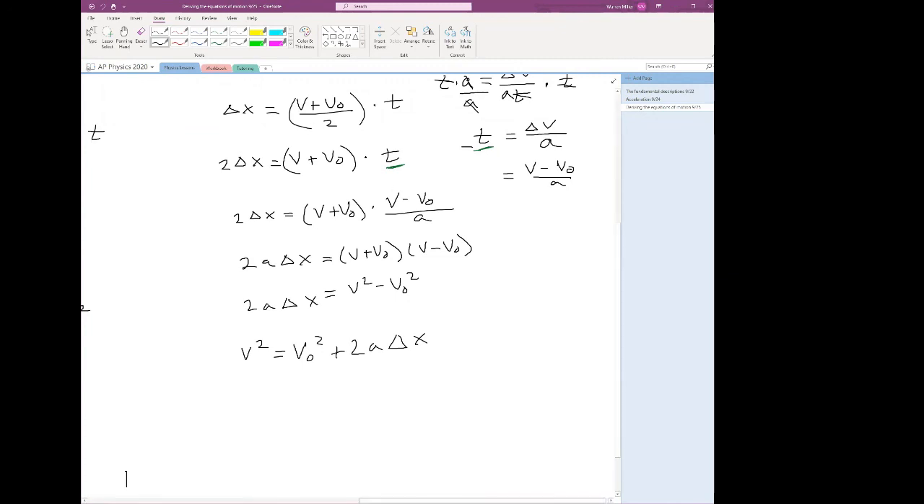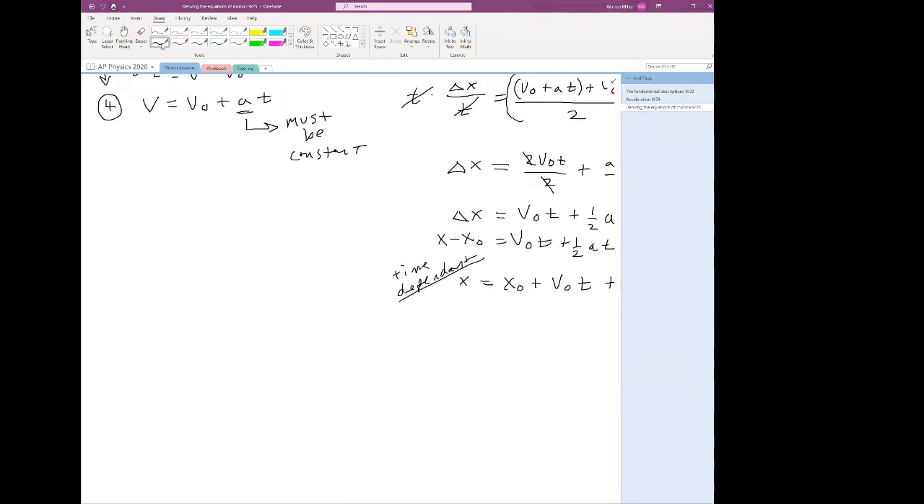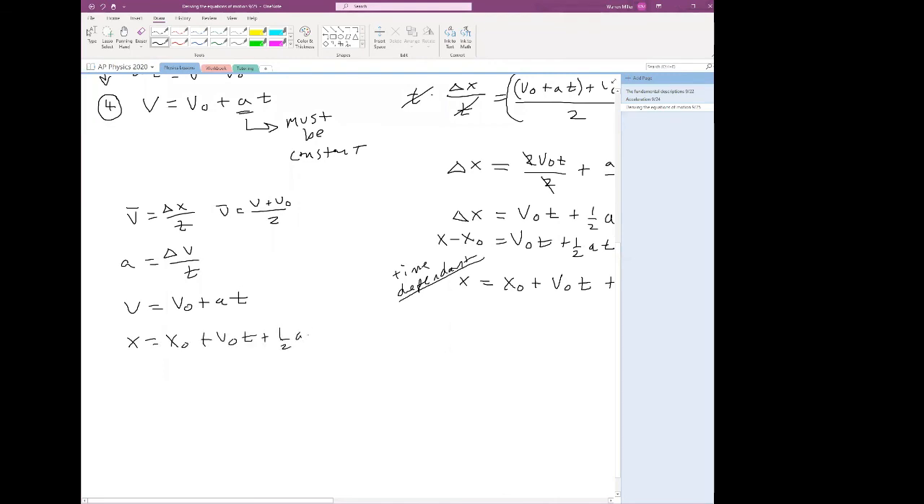So let's write down all of our equations. Now we have all the equations of motion, and all you have to do is write them down. Typically, I write them as average velocity is equal to the change in x over t. I also write that the average velocity is equal to the final velocity plus the initial velocity divided by 2. Acceleration is equal to change in velocity divided by time. The final velocity is equal to initial velocity plus the acceleration times the time. x is equal to x naught plus v naught t plus 1/2 a t squared. And last but not least, v squared is equal to v naught squared plus 2a delta x.